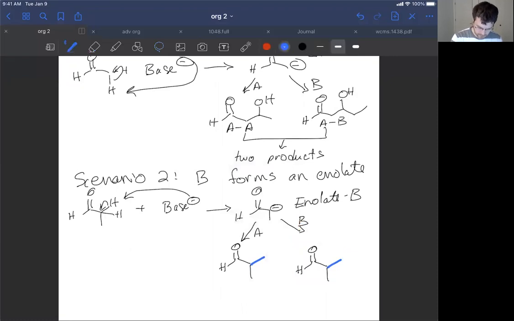Now in one case, we're going to go to an OH. Well, in both cases, we're going to go to an OH at the beta position. Now, if it reacts with A, we just have a methyl group hanging off of the beta position. If it reacts with B, we have now an ethyl group hanging off of the beta position. So I'm going to call this molecule BA. You notice how BA down here differs from AB up and to the right.